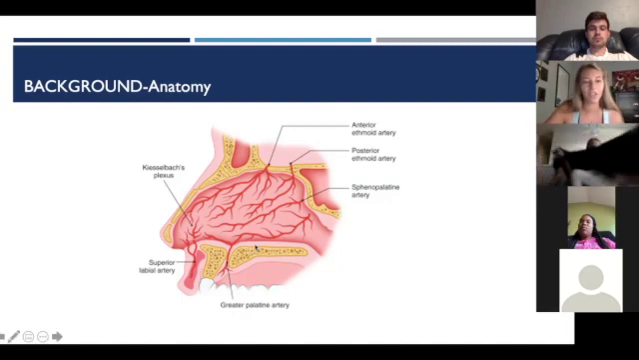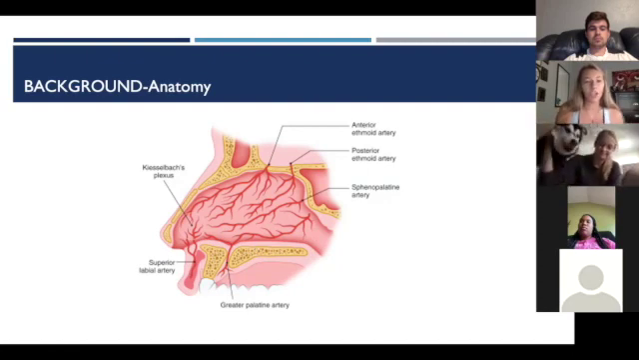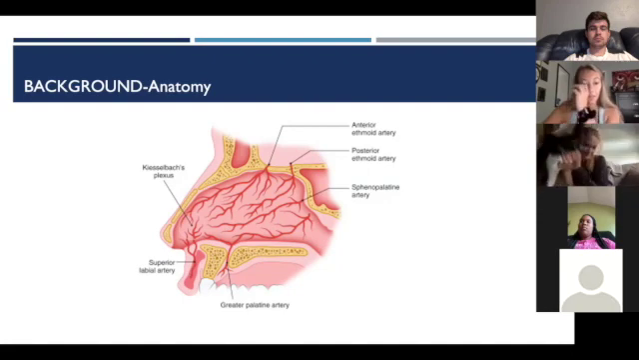Whenever you are looking at epistaxis, one of the things that the article really harped on was how important it is to try and visualize the bleed and the source if you can, because it'll give you a better idea of what kind of bleed you're dealing with, how much treatment it's going to take, and where you need to localize your treatment.